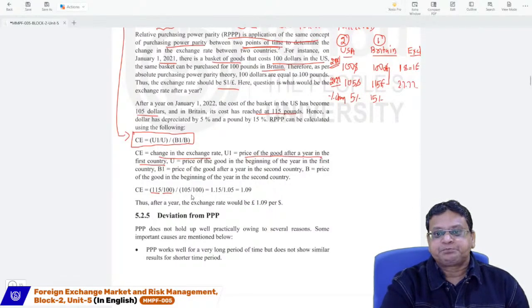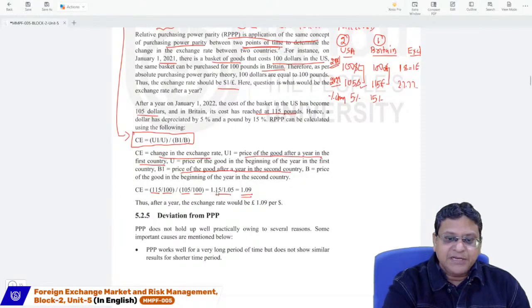Whole divide by price of B1. What is B? Where the inflation rate is lower. Price of goods after a year in the second country is 105. Divide by the price of goods at the beginning of the year in the second country, which is 100. If you solve it, you will get 1.15 divided by 1.005, that is equal to 1.09. So what will happen?